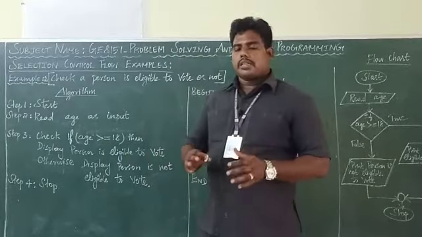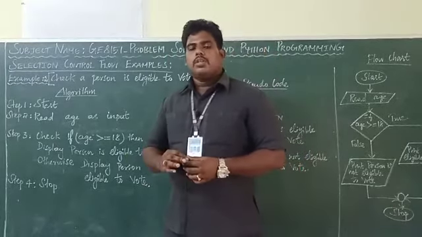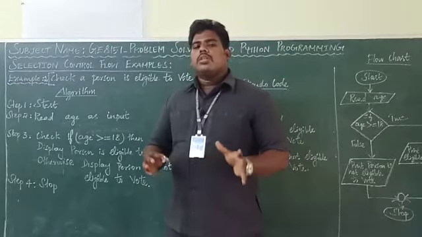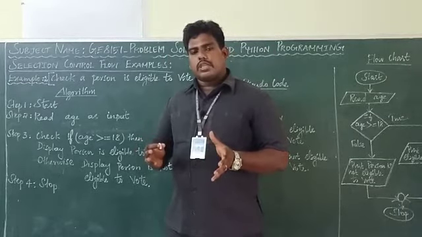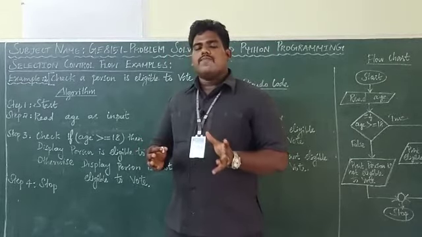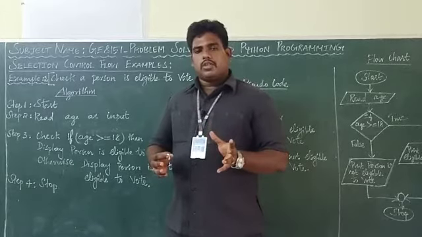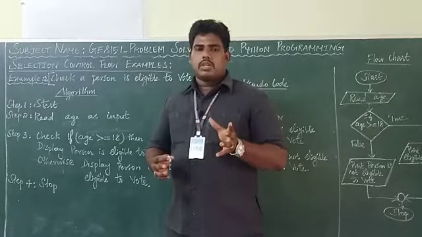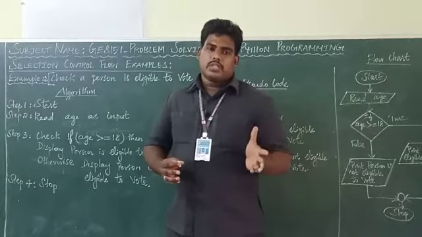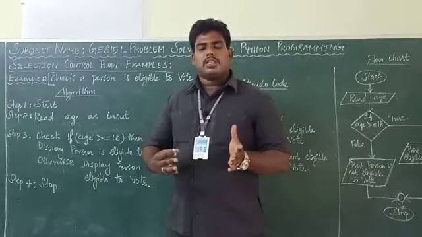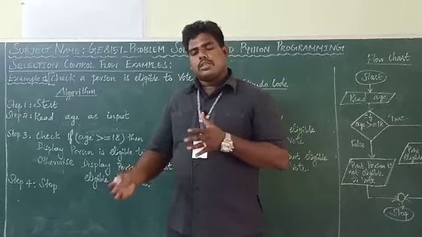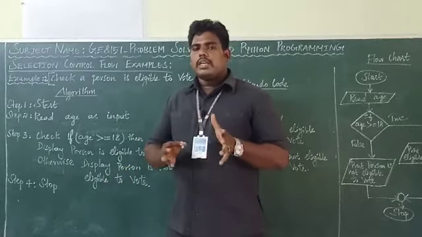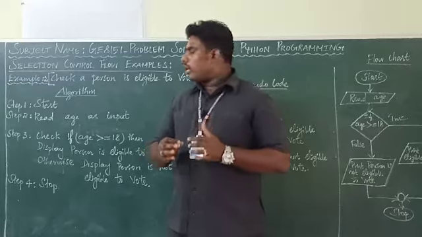In this selection control flow we can see one example. What is selection control flow? Selection control flow is nothing but it determines which statement is to be executed. Depending upon the condition, the particular statements will be executed. If the condition is true, one statement will be executed. If the condition is false, another set of statements will be executed. That is called selection control flow.